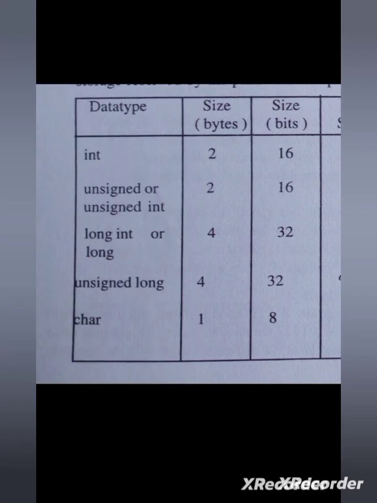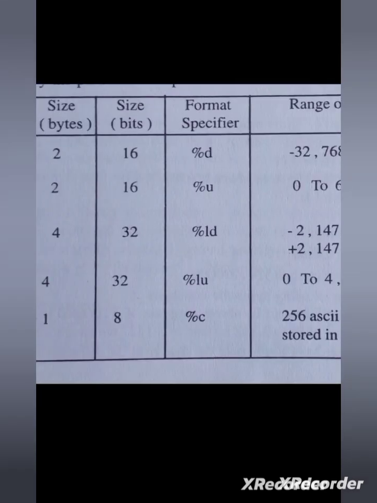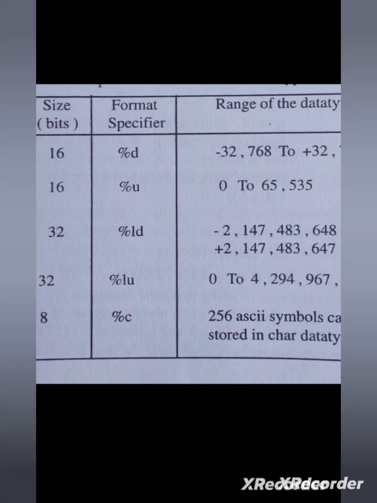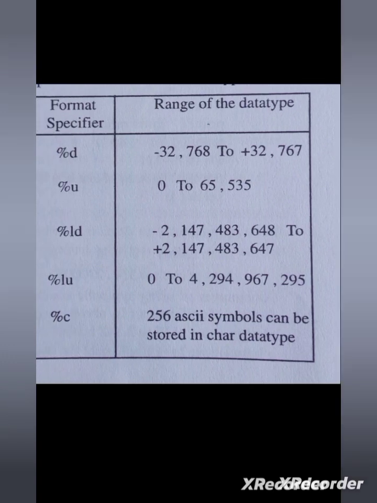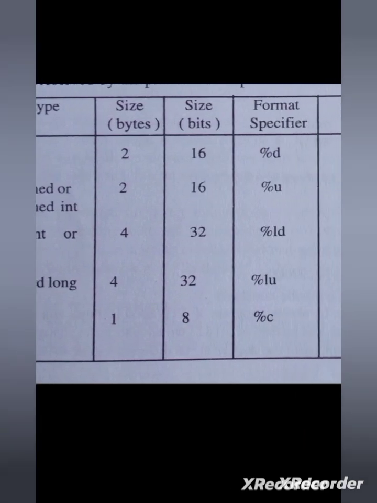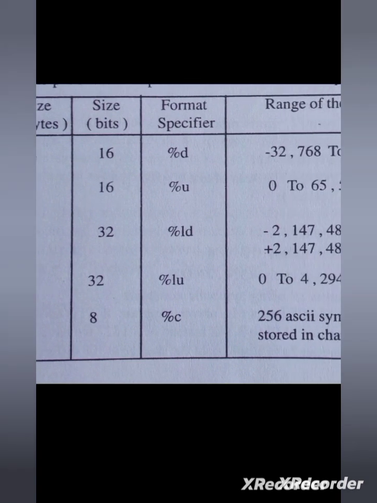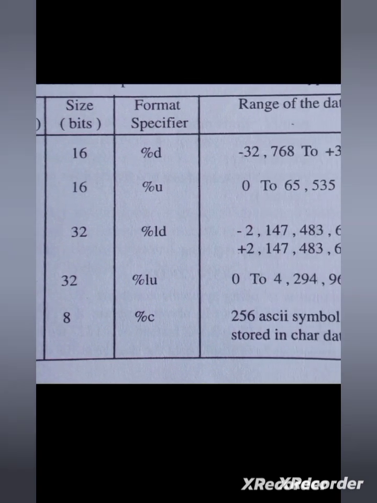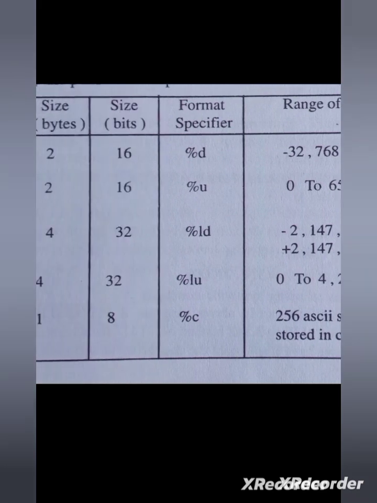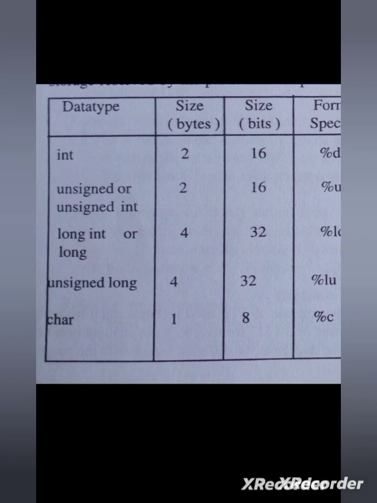The second one is unsigned integer, that is also same as the integer, but the only thing is it is denoted by %u, and the range of the value is 0 to 65535. Now the next is long integer. It needs 4 bytes in the memory. In bits it is 32 bits, and the format is %ld, and the range is -2147483648 to +2147483647.